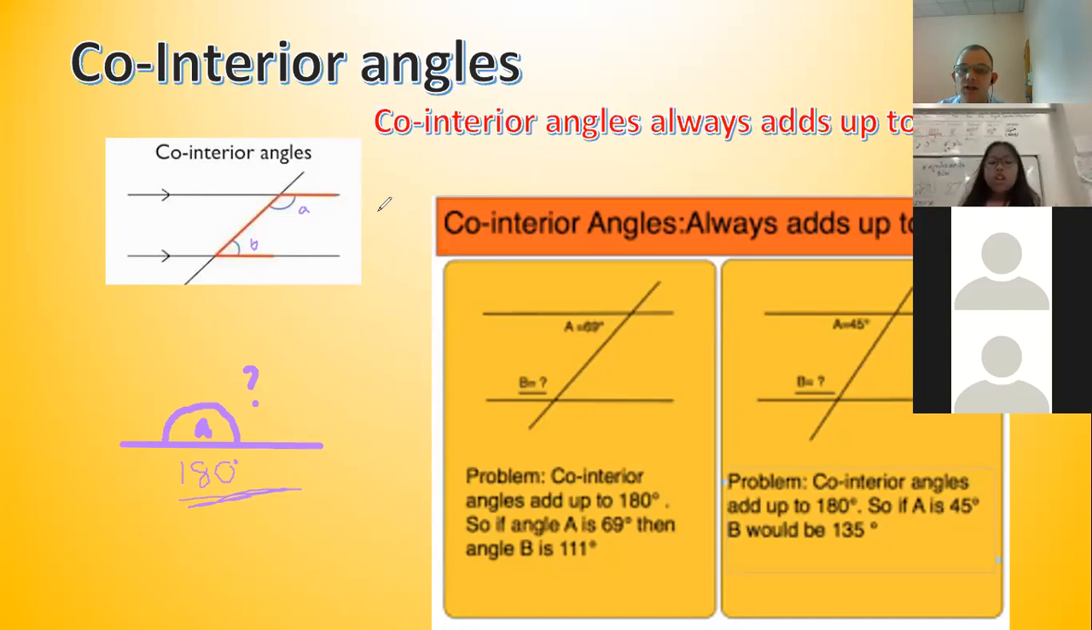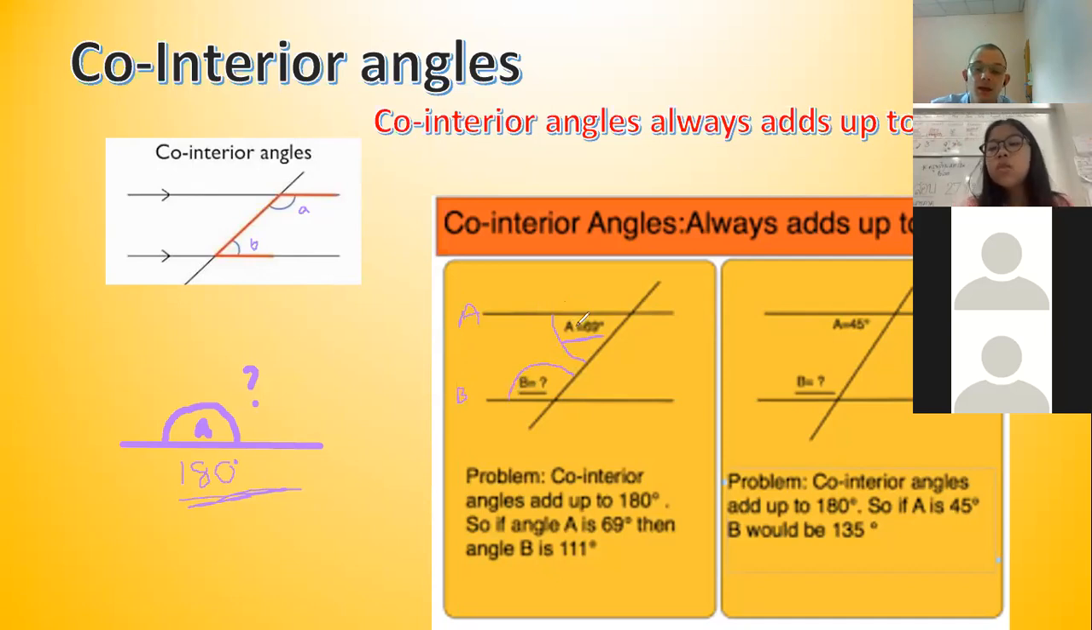Co-interiors on a straight line is always 180 degrees. Important. Listen carefully. Let's test it. Look at our picture here at the bottom. You see there are two parallel lines. I'll put the A for the first line and a B here at the bottom. So two parallel lines, one intersecting line, creating two co-interior angles, angle A and angle B here.